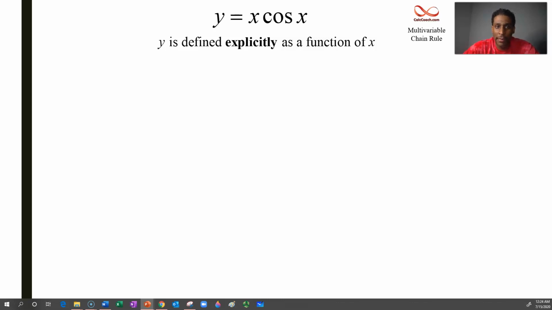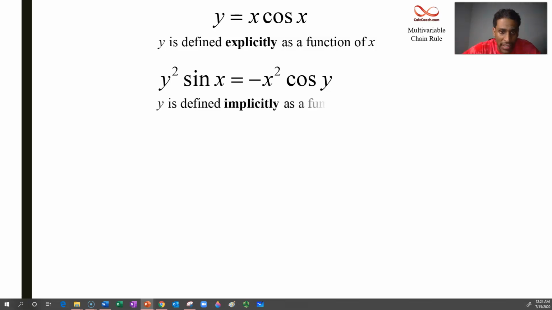The inability to isolate the y changes the type of function it is. You have x's and y's all commingled together, and you can't untangle that and say y equals. And so therefore, this type of function is an implicitly defined function. It might not even be our actual notion of a function.